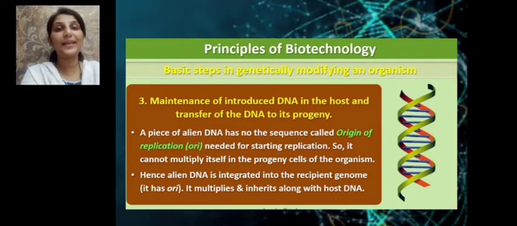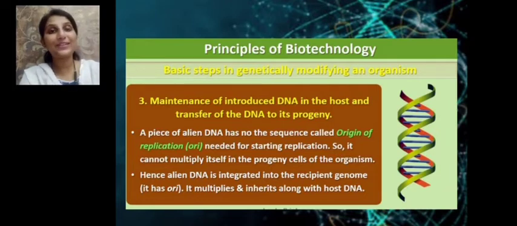The third step is maintenance of the introduced DNA in the host and transfer of the DNA to its progeny. So we have learned in DNA replication, where does the replication of DNA begin? It is called the ORI site, or the origin of replication. And this alien piece of DNA cannot multiply itself in the progeny cells of the organism because it does not have an ORI site. Hence, the alien DNA is integrated into the recipient genome or the chromosomal DNA, which has an ORI site.